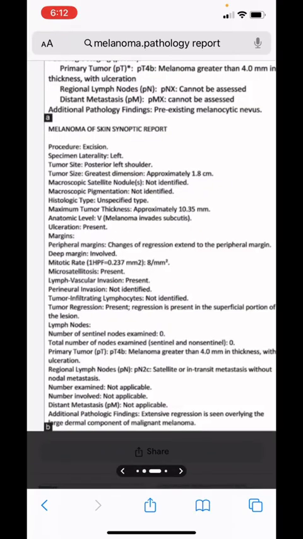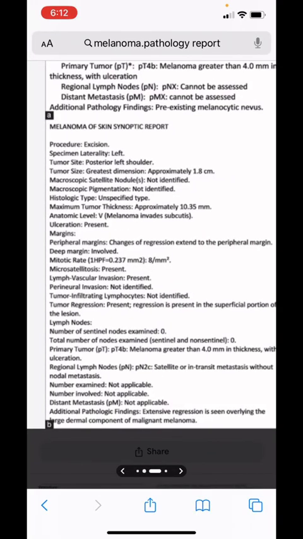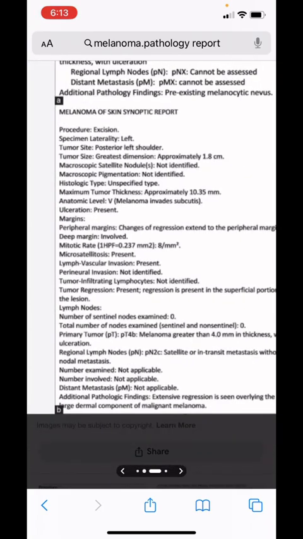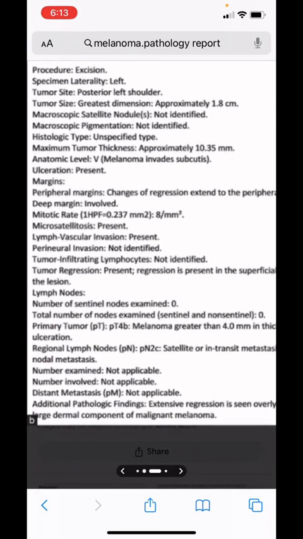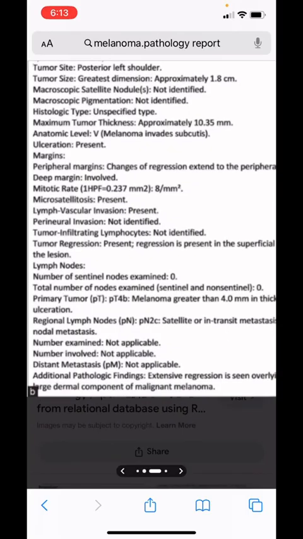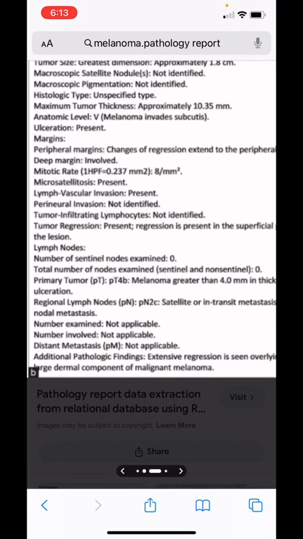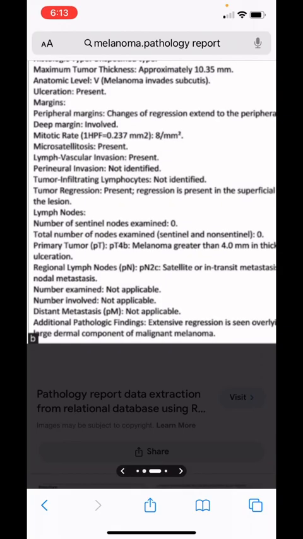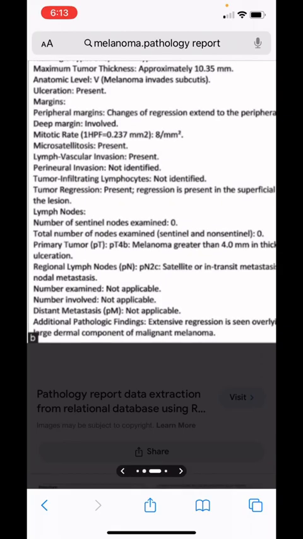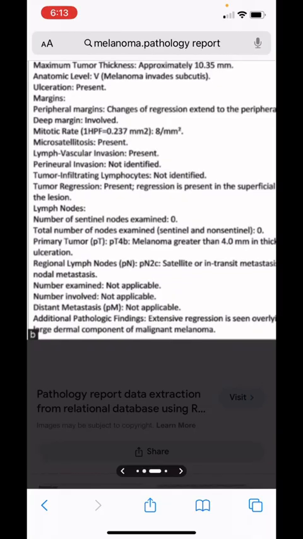Let's go to another example, and those examples are available online. This is a melanoma that is excised. This patient underwent excision. It was located on the left shoulder. The dimension of the melanoma is different than the depth. Don't mix the dimension and size of the melanoma with the depth of the melanoma. 1.8 centimeters, okay, that's the size of it. What I care about is the depth, or tumor thickness, or Breslow depth. And here it is 10.35 millimeters, okay? And the ulceration is present, that's another thing.